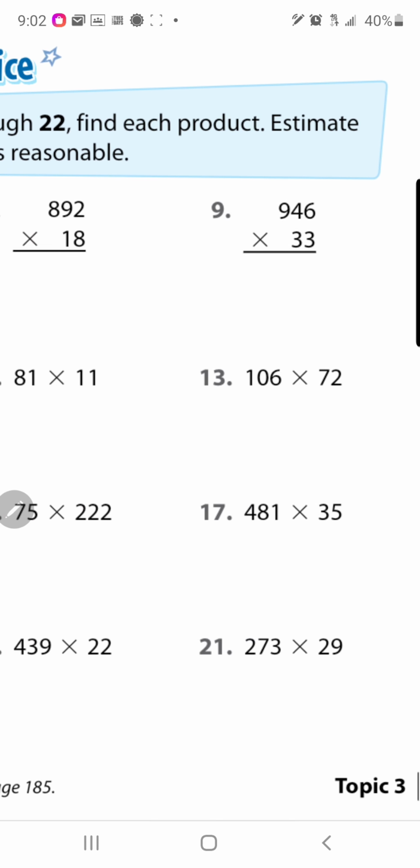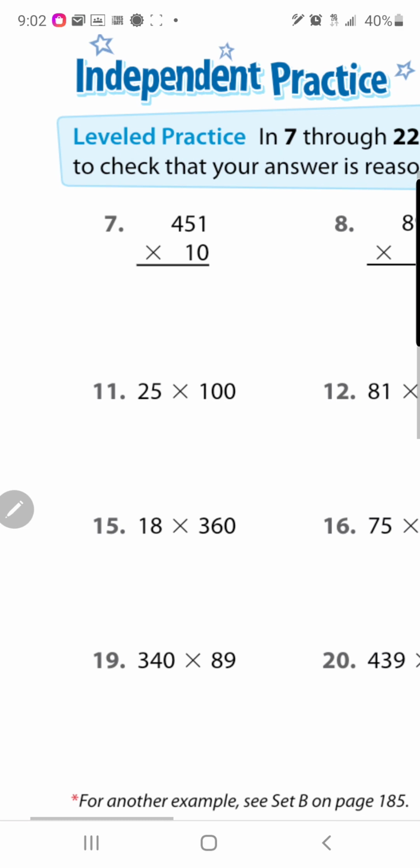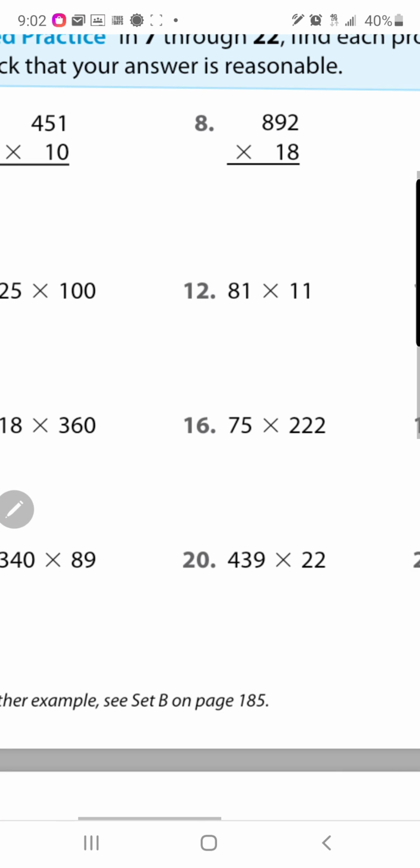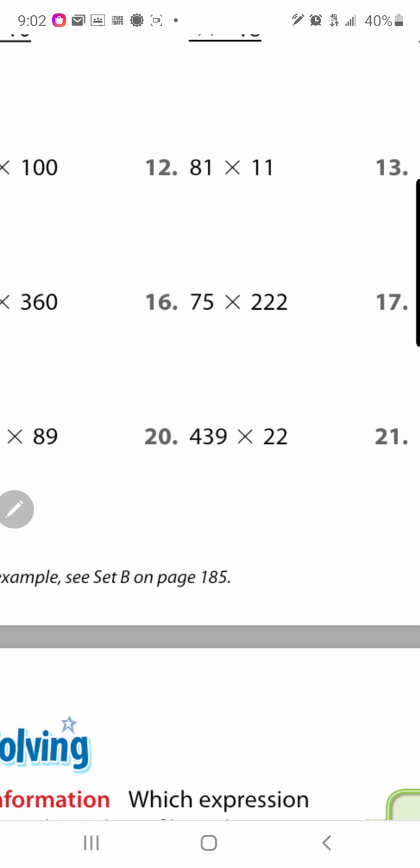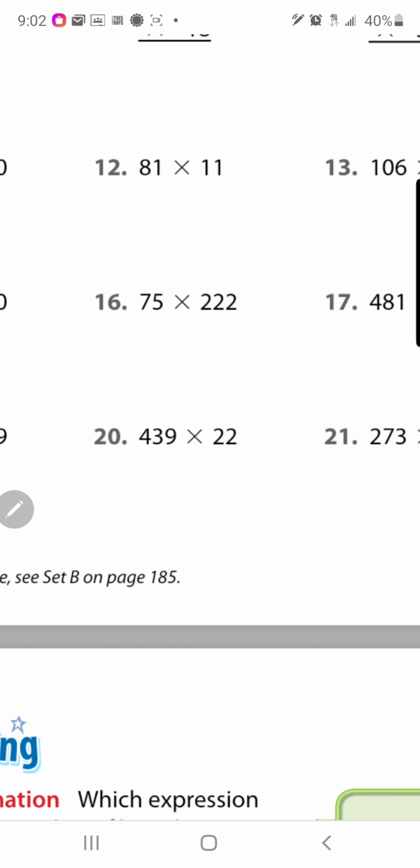Let's try something challenging. All right, let's see. I'm gonna go to number 20. You can always work on the rest of them on your own, okay? So let's try number 20, 439 times 22. Hopefully it's challenging. Since these problems are written sideways, I'm first going to put them this way, vertically. 439 times 22. It's multiplied by 22, so that's not really hard. I mean, the 2's are easy to do.